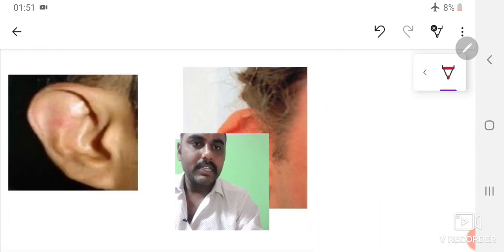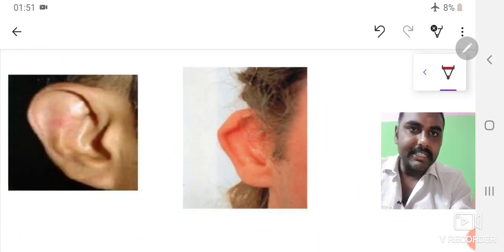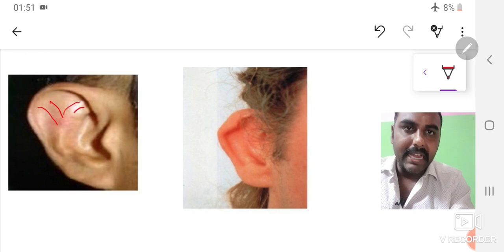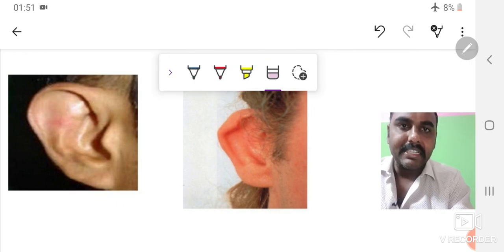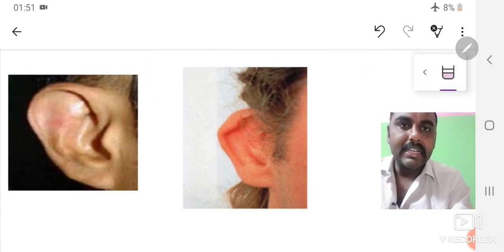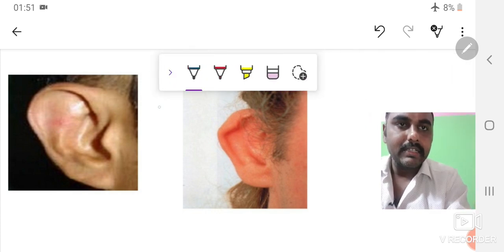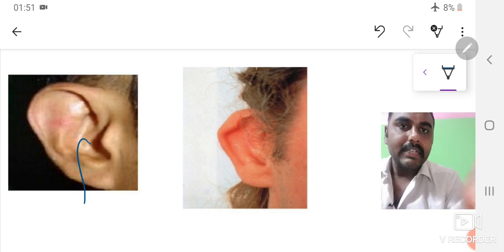Here I am just showing a picture of it. Normally the antihelix should be there, but what has happened, this antihelix is absent here. So now the ear is appearing like an enlarged or a bigger size ear. This is called bat ear, okay.